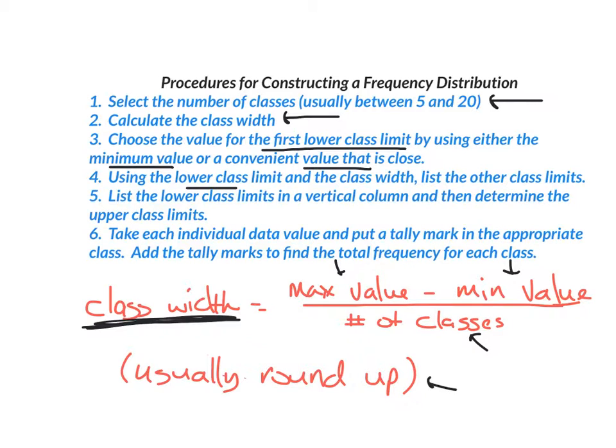Number 5, list the lower class limits in a vertical column, and then figure out what your upper ones are by just adding your width. Number 6, take each individual data value, count them up, and figure out how many tally marks go in each slot for the class, and then just write the total frequency. Just add the numbers. That's a lot of lines, a lot of stuff. Let me just show you one real quick.